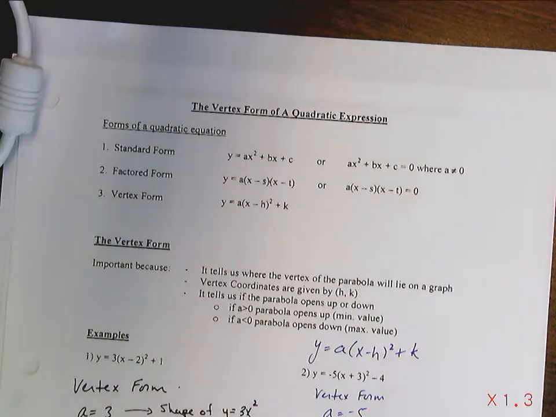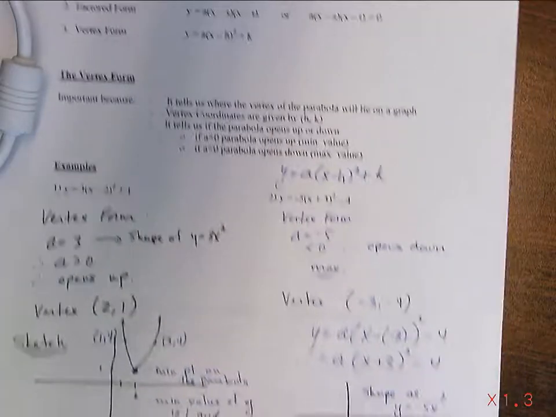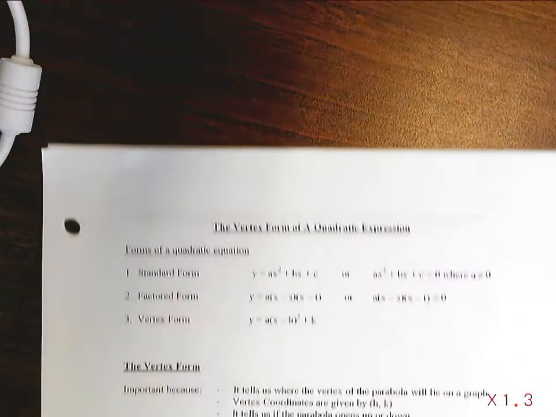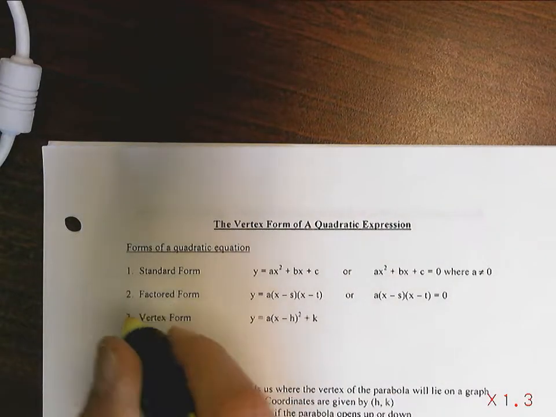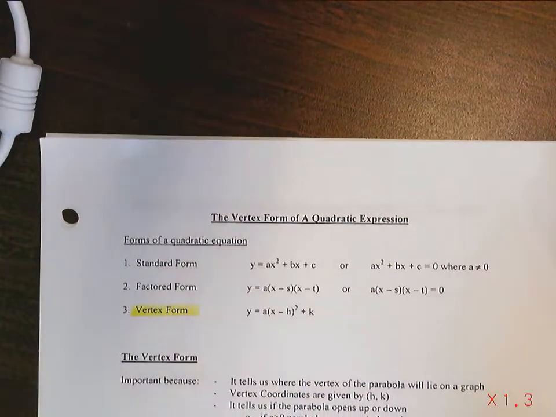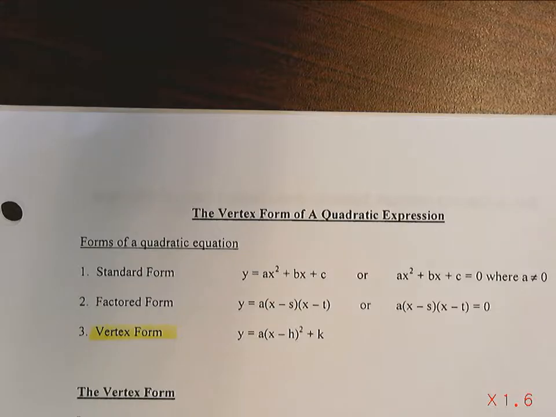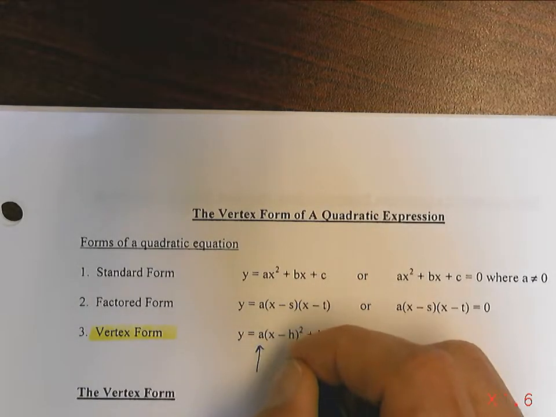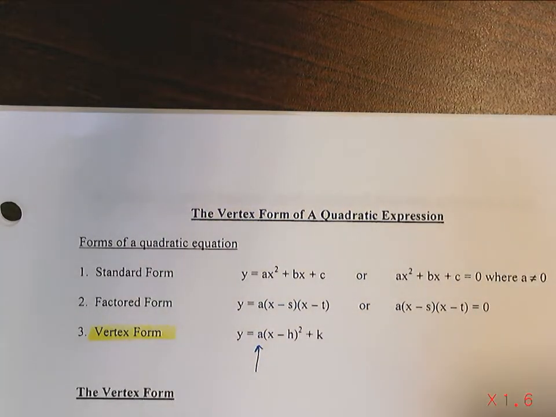Hello, ladies and gentlemen. All right, so the vertex form of a quadratic expression is what we started talking about today. And this sheet, page 79 in your workbook, and we're going to go up to page 81. So we started talking about the vertex form, which is right here. It's the vertex form of a quadratic, and notice the formula is a(x minus h) squared plus k.